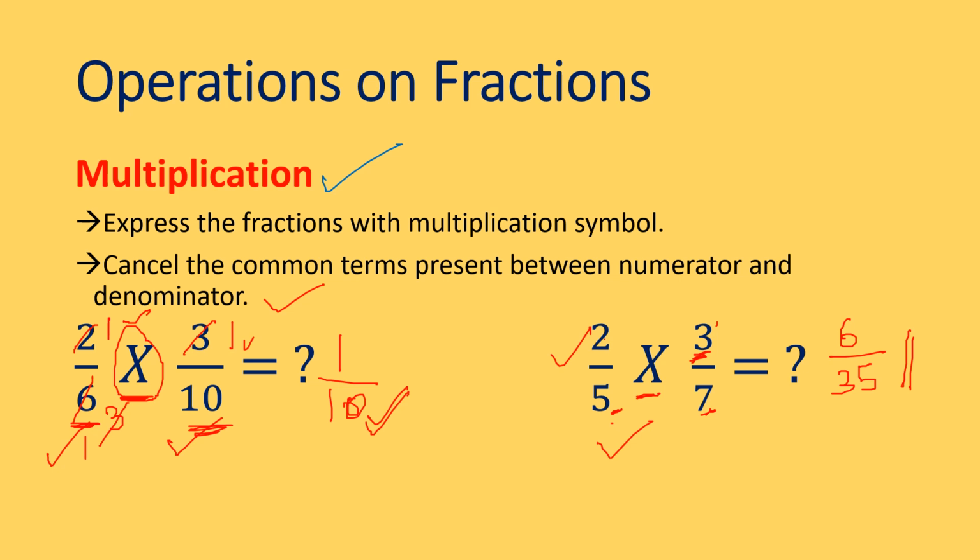So what is the first step? It is to express the fraction with the multiplication symbol. If there is any common factor between numerator and denominator, cancel it. If there is not, you just multiply the numerator and the denominator as such. So here we had a common factor in this problem, so we cancelled and then multiplied the numerator part and the denominator part. But in this question, we don't have any common factor between numerator and denominator, so simply multiply the numerators and denominators. You will be getting the answer.